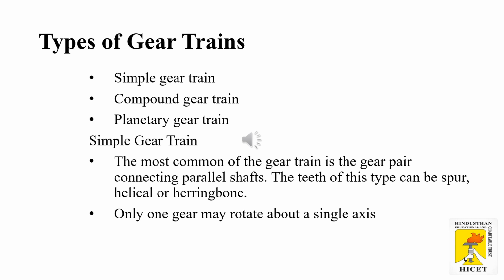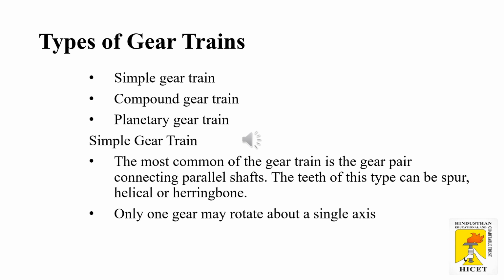In a simple gear train, when there is only one gear on each shaft, it is known as a simple gear train. The most common gear train is the gear pair connecting parallel shafts. The teeth of this type can be spur, helical or herringbone. It can be seen that the motion of the driven gear is opposite to the motion of the driving gear.